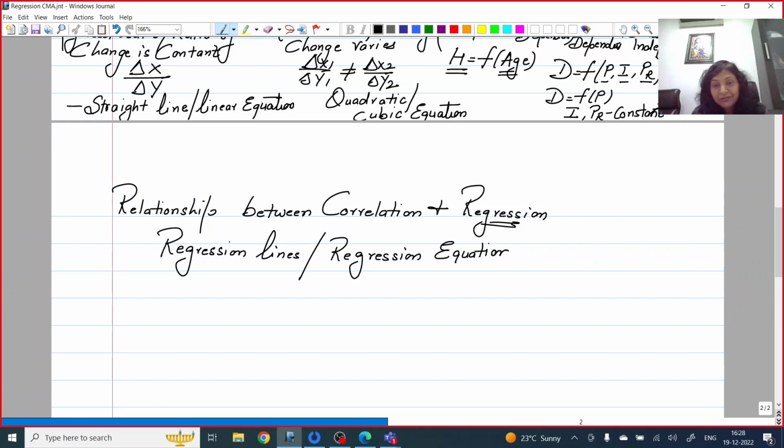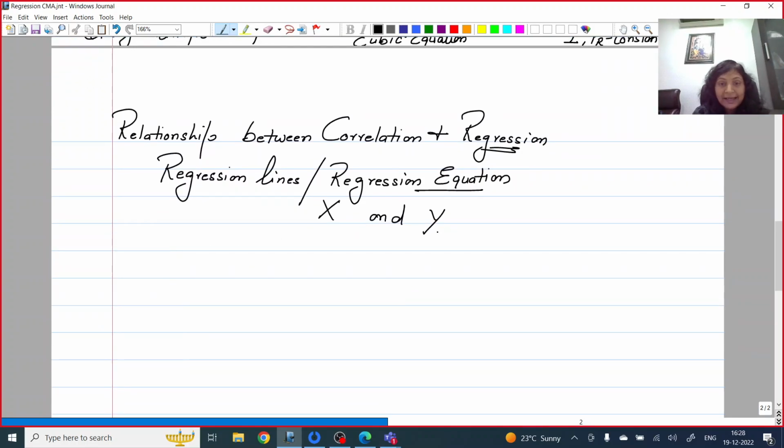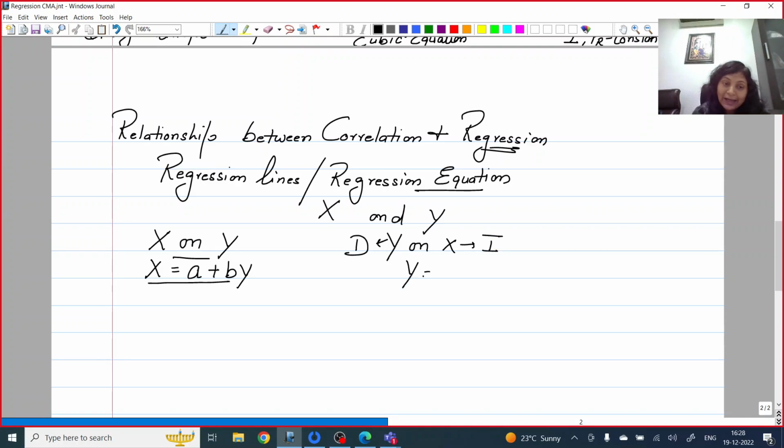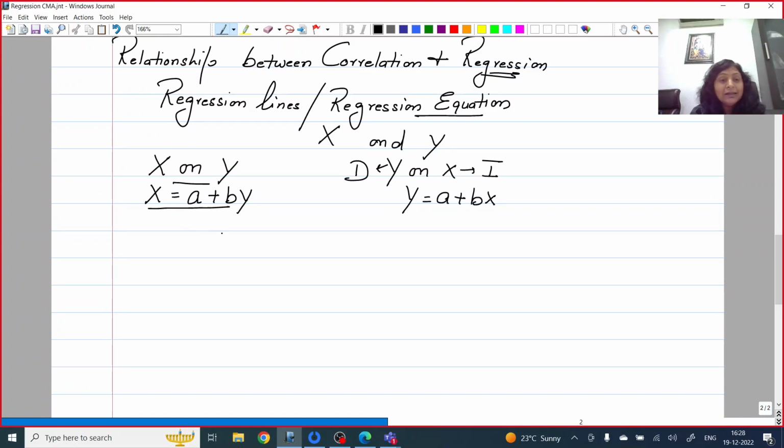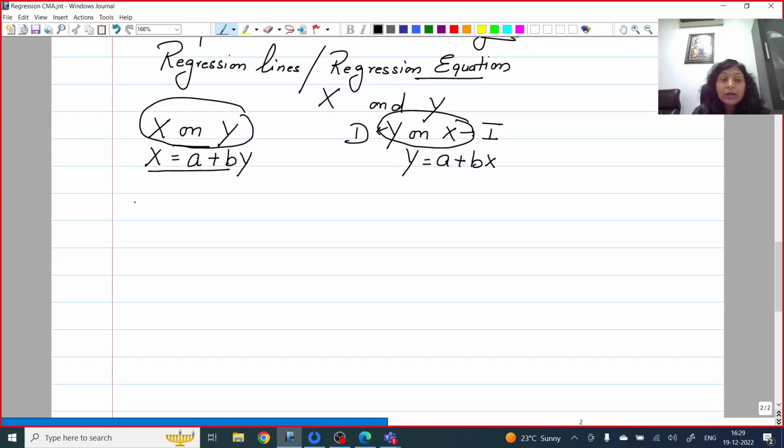What it means is, like, we have two variables x and y. If x is dependent and y is independent, we say equation x on y, which is x equals a plus by. With the help of this equation, the line we draw is called the line of x on y. And if y is dependent on x, that means here y is dependent and x is independent, so our equation is y equals a plus bx. So in regression, if we draw the lines on a graph, we have two regression lines, one x on y and another y on x. With the help of regression lines, we can compute correlation as well.